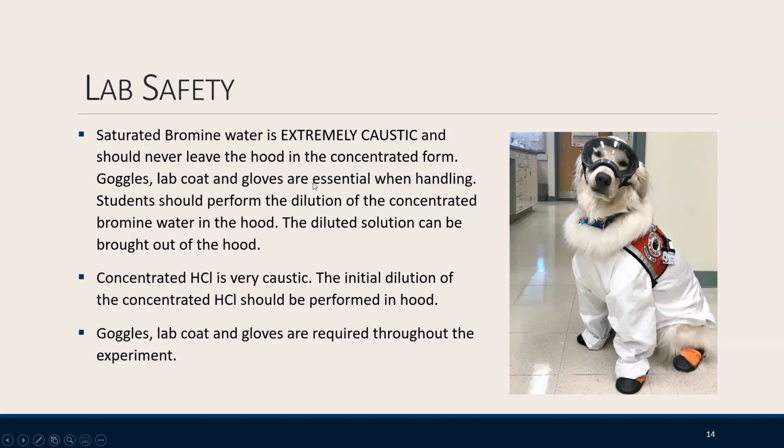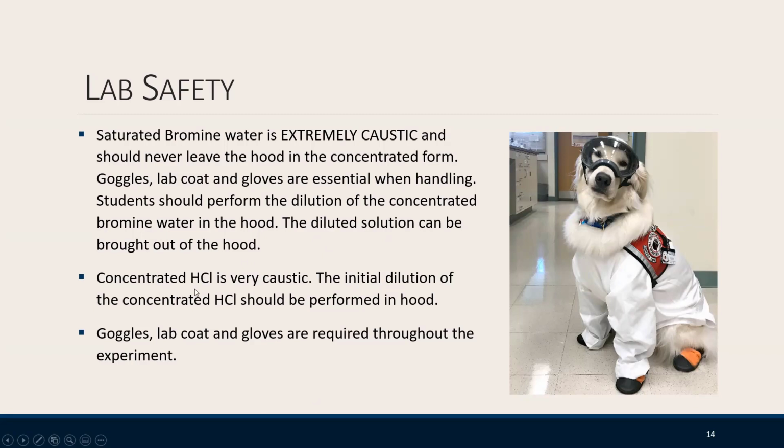The bromine can react with the protein on your skin. So if you have bromine on your skin, that will burn your skin. Whenever you perform any kind of dilution, the saturated bromine water has to be in the hood. Once the solution is diluted, that solution can be brought out of the hood.